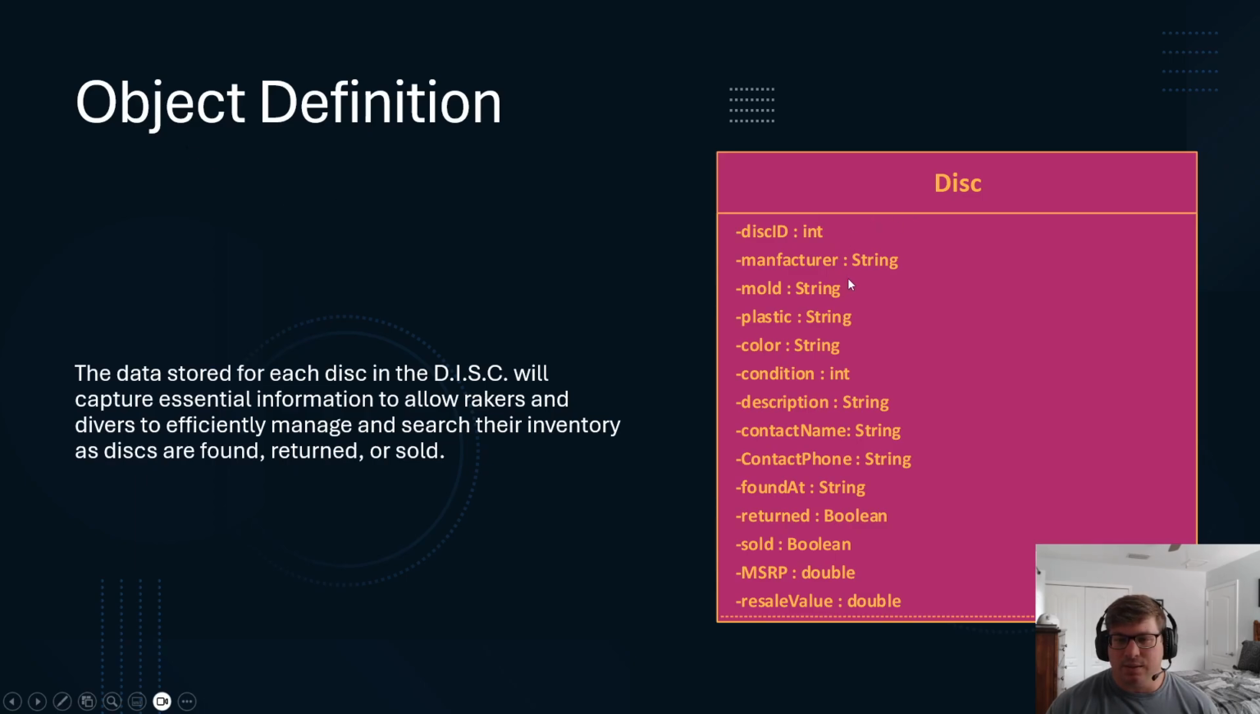It's going to be a disk. The disk has several different attributes we're going to cover, so I'll try to be as brief as possible. The disk ID will be an integer. That's going to be the primary key once we do move to a standalone database. In the meantime, we'll just use that as part of a hash map, I believe. Manufacturer will be a string, mold will be a string, plastic will be a string, color will be a string.